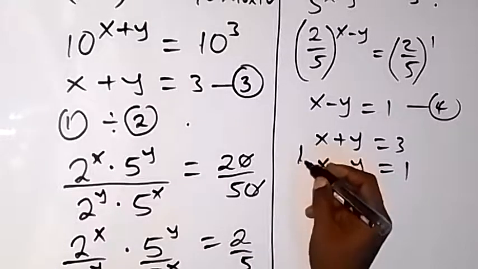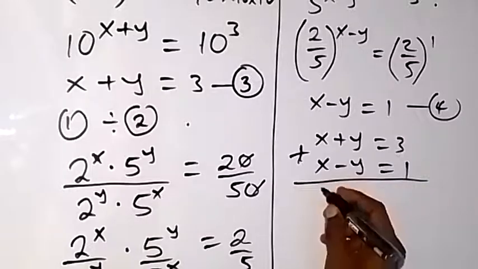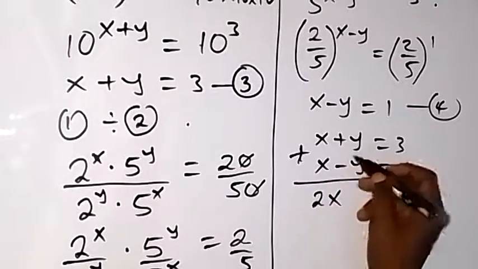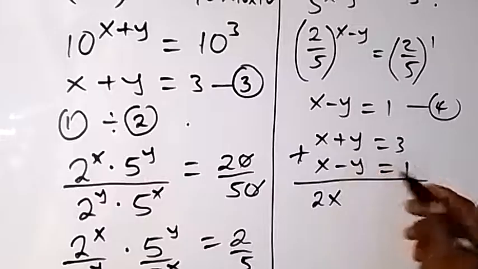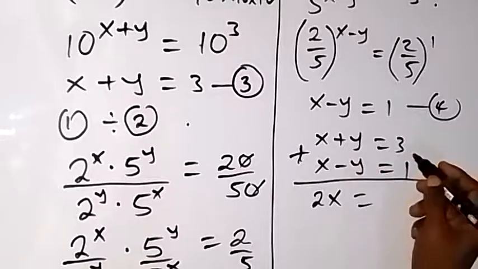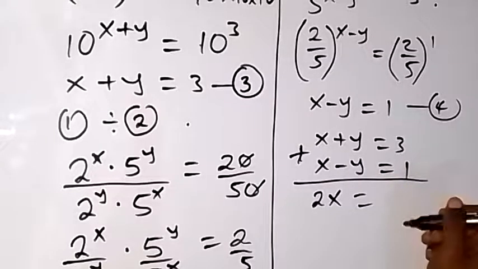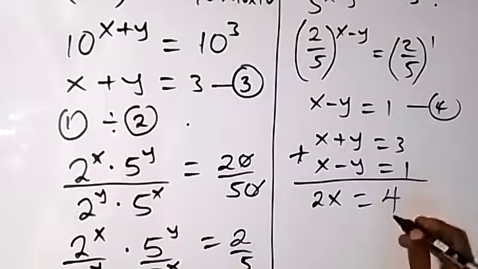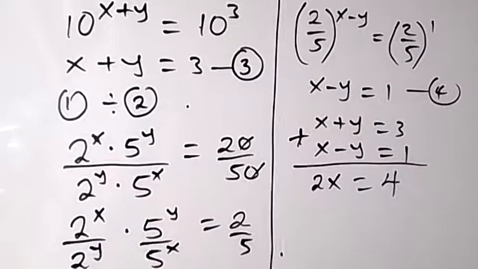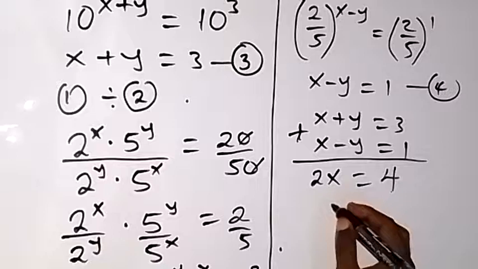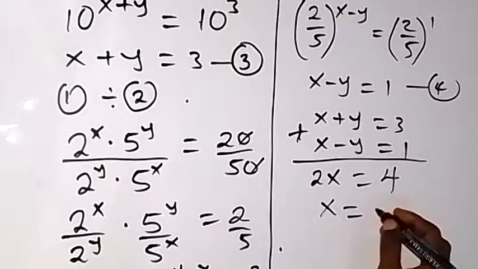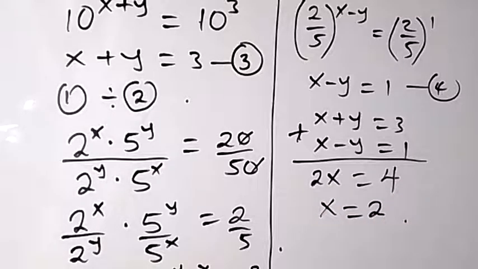Now we can solve by eliminating y. Let's add. We add the two equations. So this will give us 2x. Y has been eliminated. Y minus y is 0, equals to 3 plus 1. That will give us 4. When we add it together and then dividing both sides by 2, we have x equals to 2. So x equals to 2.